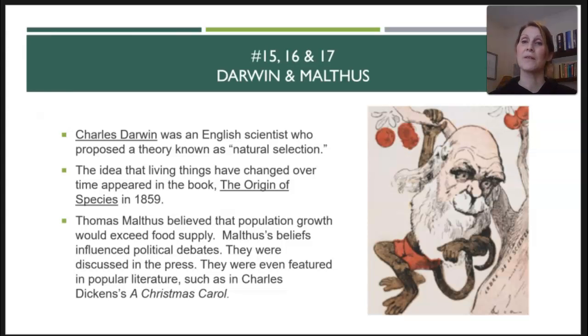Questions 15, 16, and 17. Darwin and Malthus. Charles Darwin was an English scientist who proposed a theory known as natural selection. The idea that living things had changed over time appeared in his book The Origin of Species in 1859.